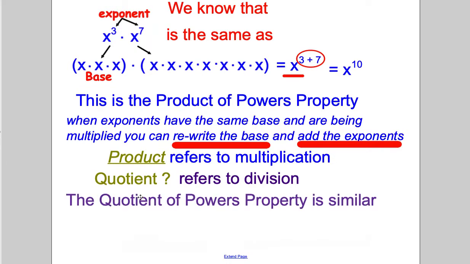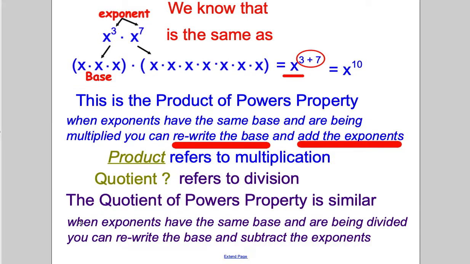It is still division, and the quotient of powers property is similar, and I said it's kind of the opposite of product of powers because in the quotient of powers property, when you have exponents with the same base that you're dividing, you rewrite the base just like we did up here with the multiplication, and you don't add the exponents but you subtract them.